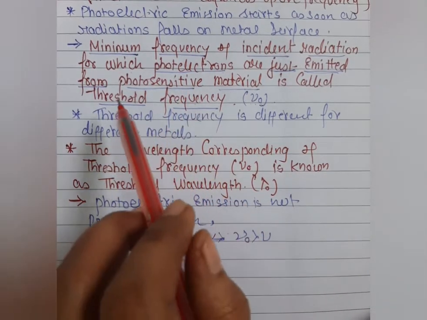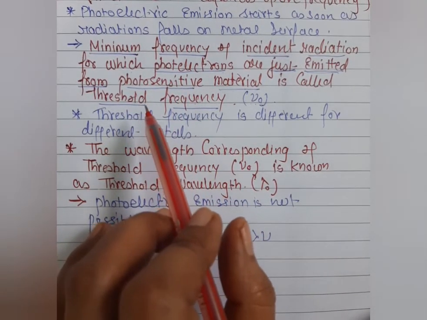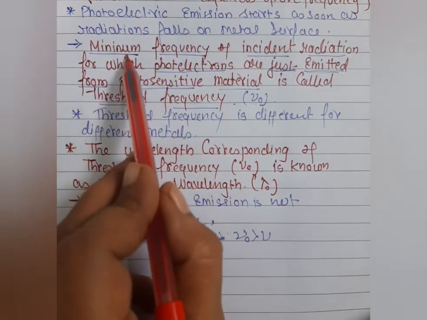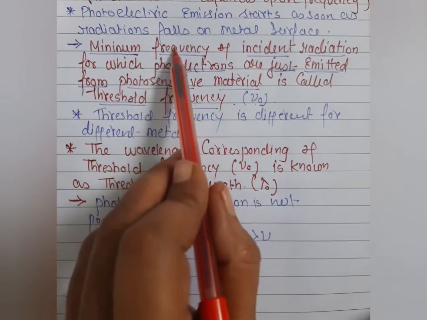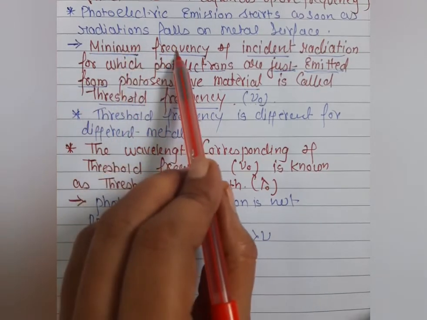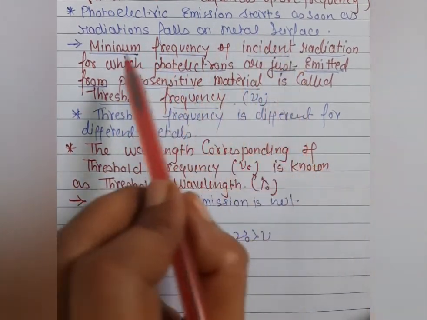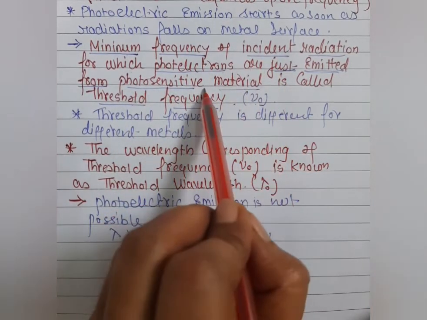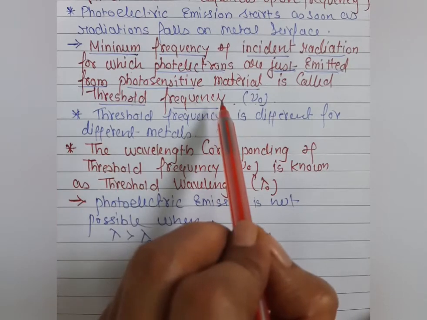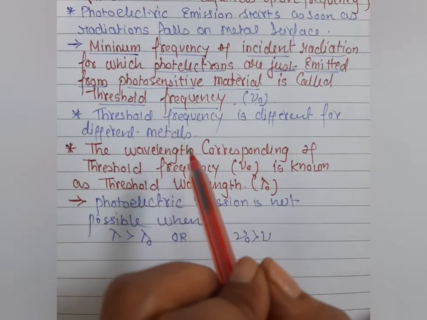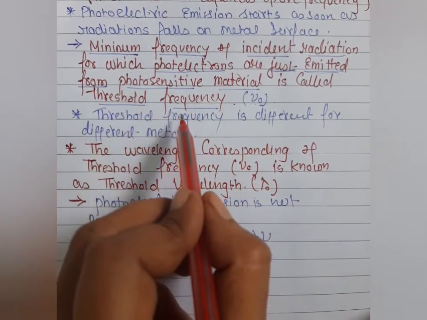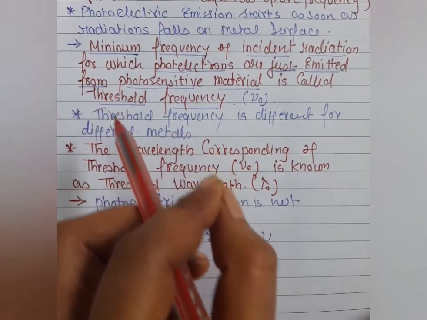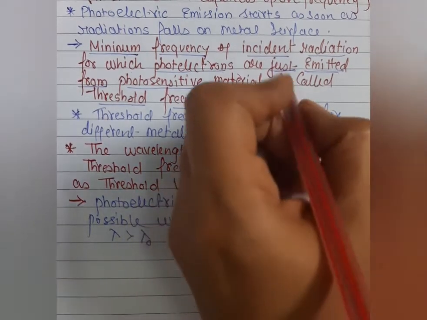Yes, students, when we have the word threshold, the first point that comes to your mind is that threshold means a minimum frequency. So the minimum frequency required for light to eject an electron just from the metal surface is called the threshold frequency. As I explained, students, the minimum energy we want, the minimum frequency we want, this much frequency is enough for the metal to eject.